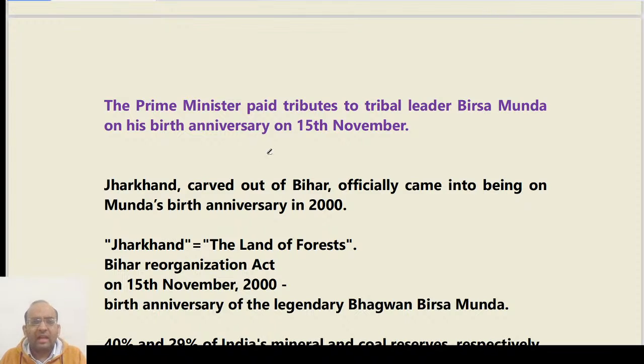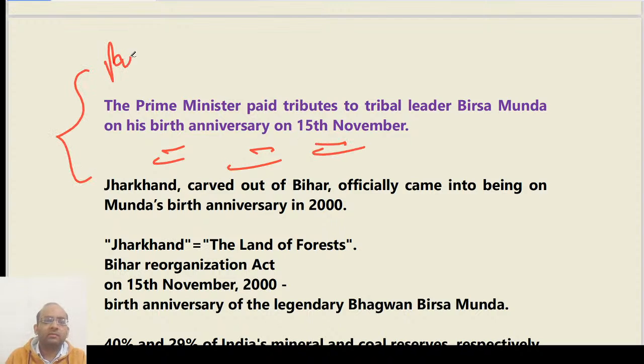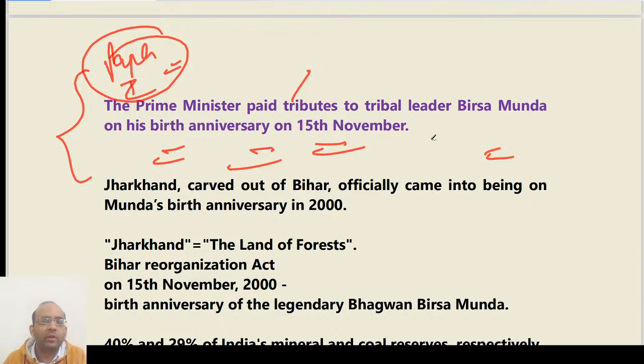So last week, the Prime Minister paid tributes to the leader Birsa Munda on his birth anniversary on 15th November. So this is a paper one topic. You always ask me to bring paper one topics also in current affairs discussion. That is why this topic is chosen. I was to discuss this topic in the previous class, but because of shortage of time, I was not able to discuss it. That is why we are discussing it today.